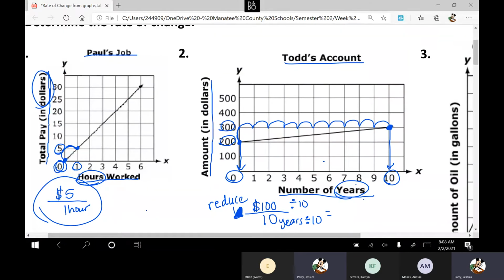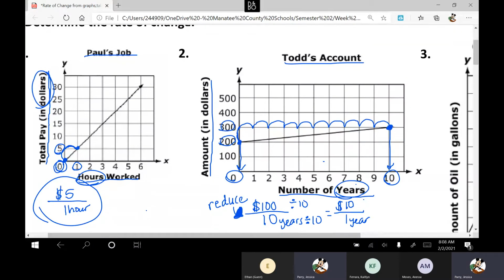So then we end up top, the numerator, 100 divided by 10 is 10. And remember, that's still dollars over. And then on bottom, 10 divided by 10 is 1. And that is years. So $10 every 1 year is how much Todd's account is gaining. $10 every 1 year for Todd's account.